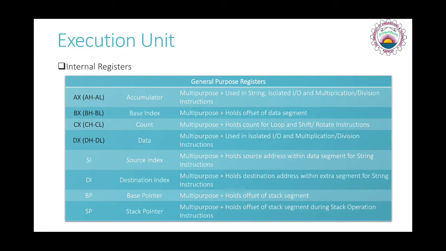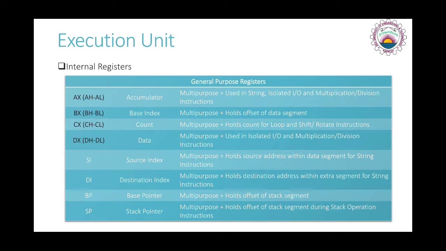So in this slide we are having a list of registers. These registers are called general purpose registers. All of these general purpose registers are of 16-bit each, and all the general purpose registers are multi-purpose registers. Multi-purpose means these registers may be used for holding data within move, add, subtract, and or instructions.